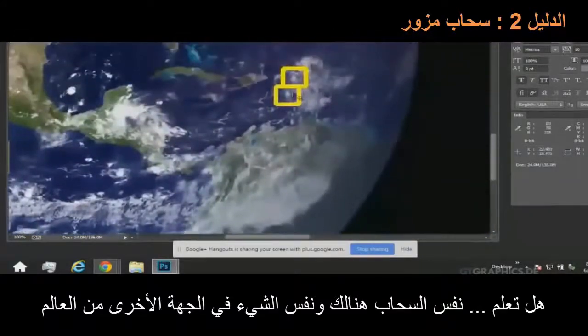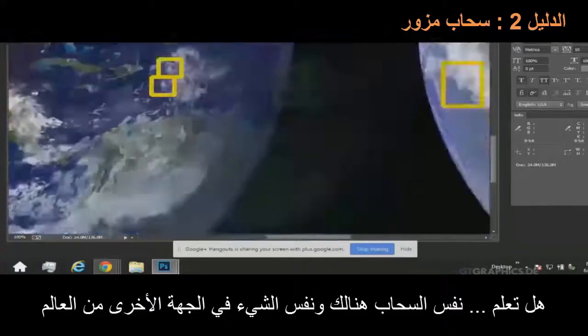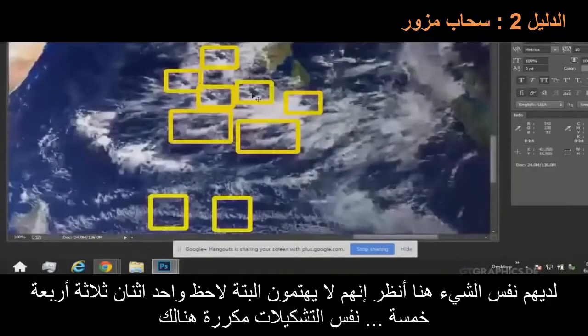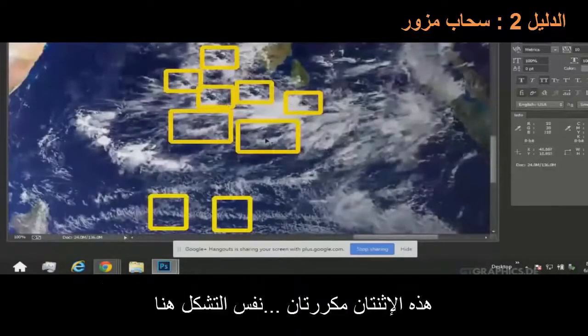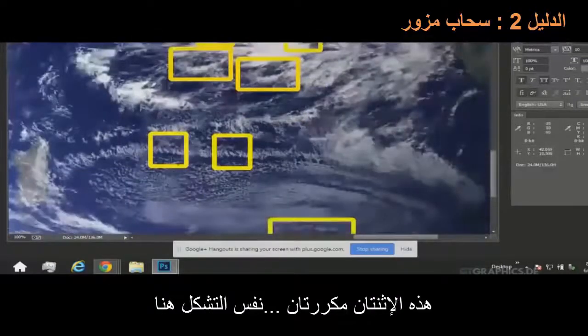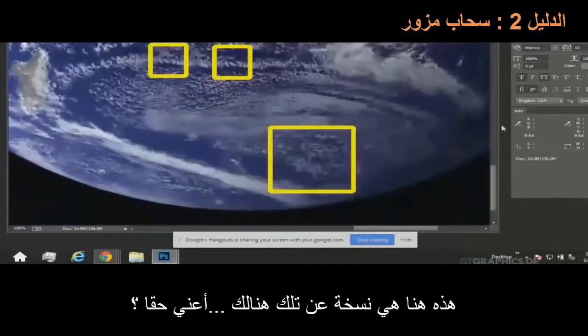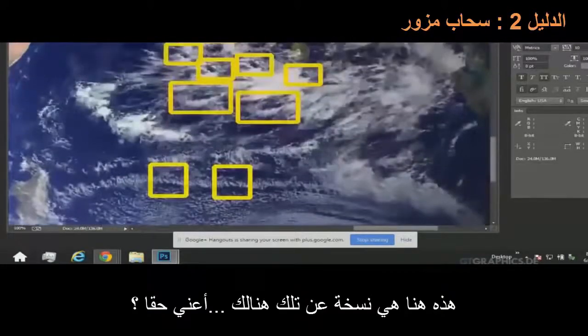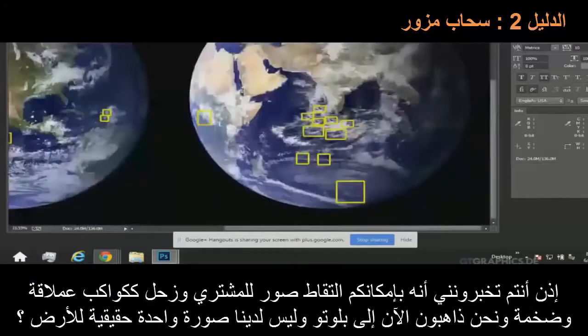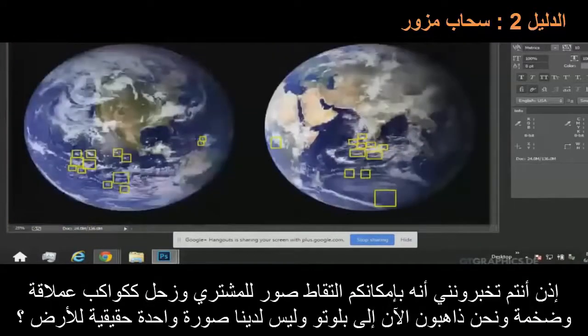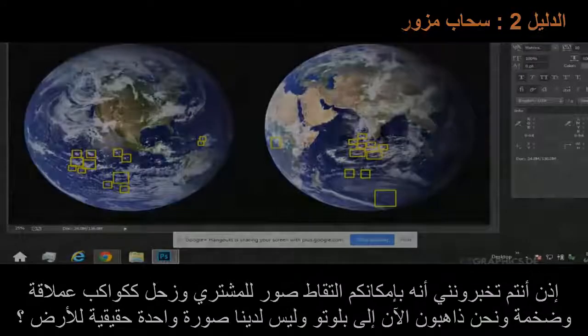Same clouds right there, and same thing on the other side of the world. They got the same thing going on. They got careless. Here, look, 1, 2, 3, 4, 5 of the same formations replicated right there. These two replicated, same exact formations right here. This right here is a clone of that right there. I mean, really? So you're telling me that we could take pictures of Jupiter and Saturn, huge, massive planets, and now we're out going to Pluto, but we don't have one legitimate picture of the Earth?